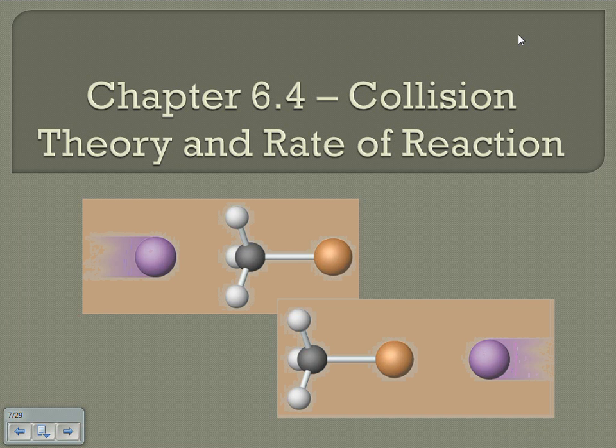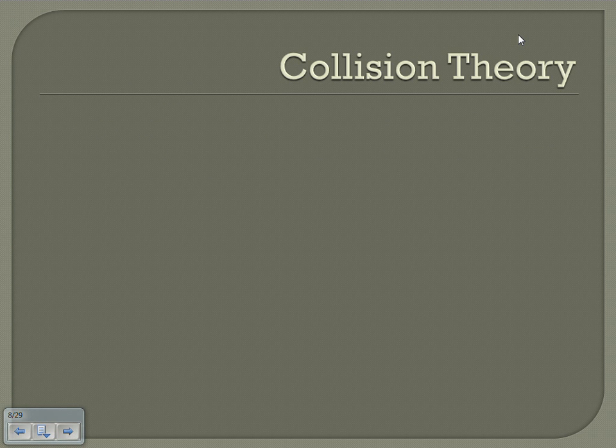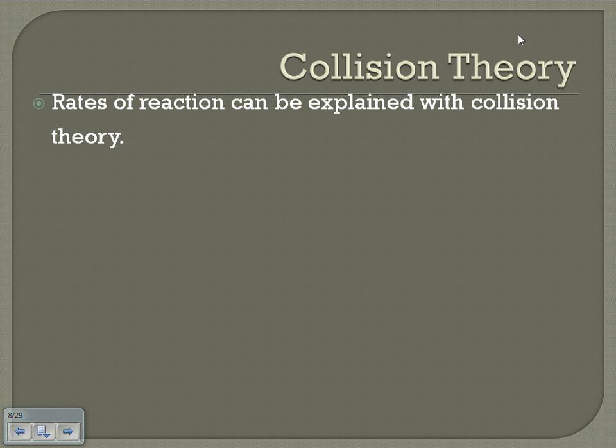Okay, now we're just going to look at the collision theory and rate of a reaction, because how things collide will actually affect the rate of the reaction. And we looked a little bit at this in Unit 1, so now we're going to look at it in a little bit more detail. So here is the collision theory. The rates of the reaction can be explained with the collision theory.